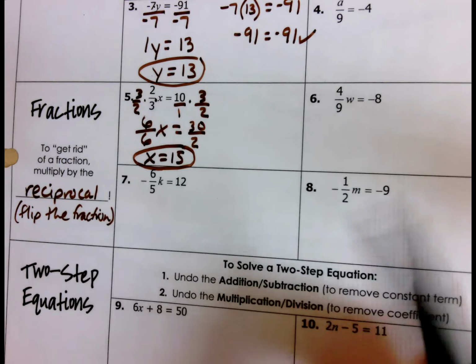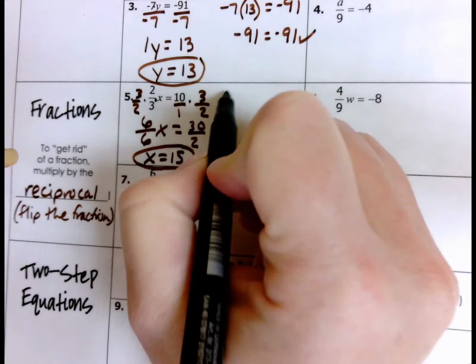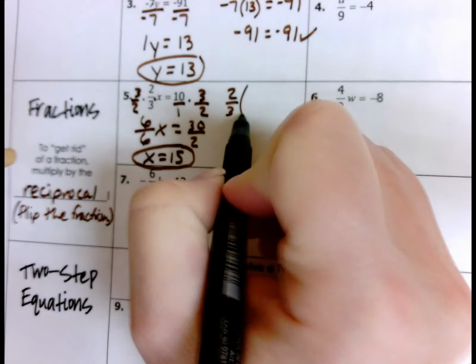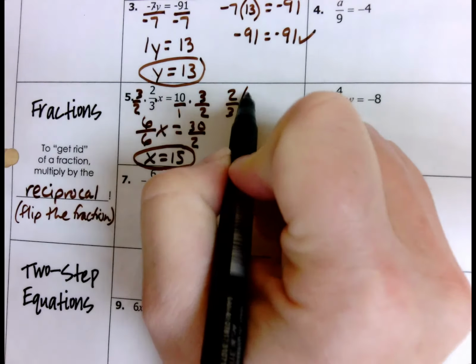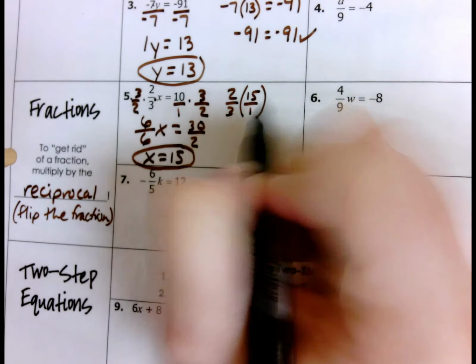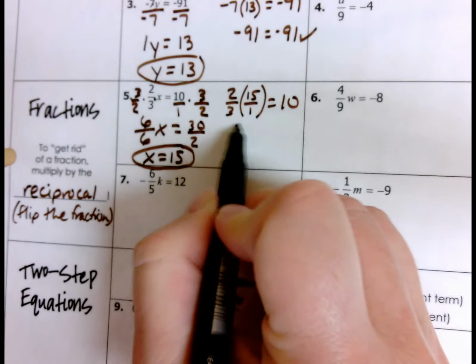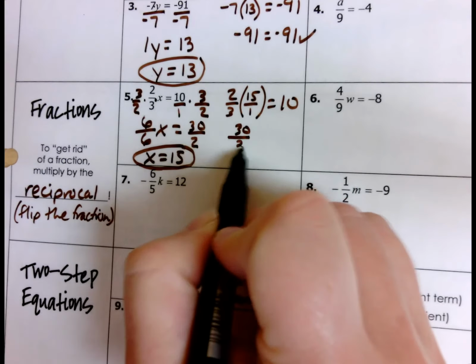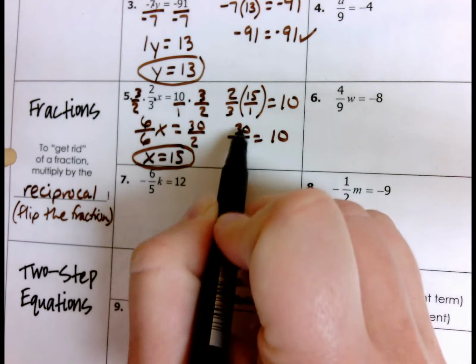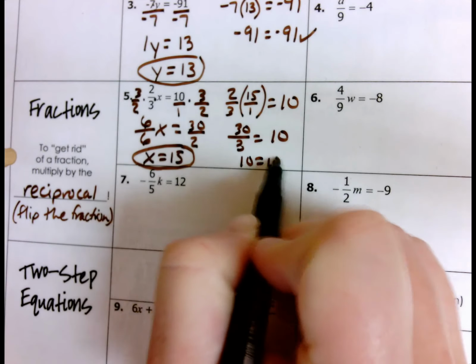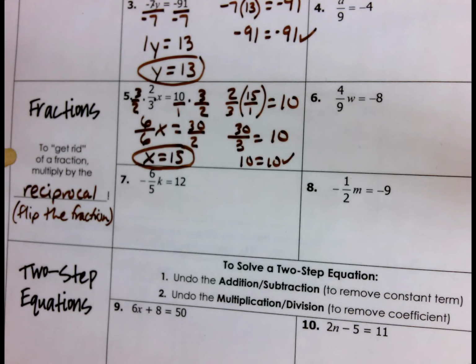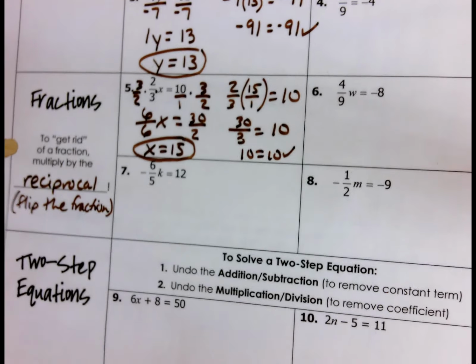Okay, and so we can check our answer. We can do 2/3, plug in the x, we'll do 15, and we'll write it as 15 over 1 is equal to 10. And we check ourselves. 2 times 15 is 30. 3 times 1 is 3. 30 divided by 3 is 10, and that's what we wanted, so that works. Okay, let's look at one more example.